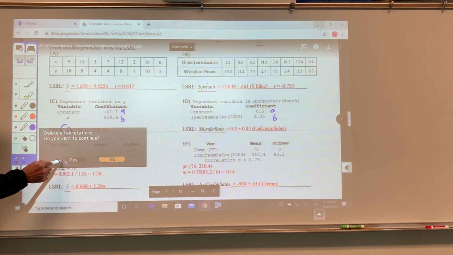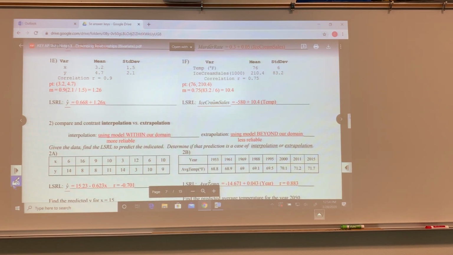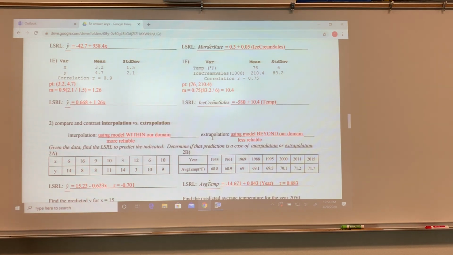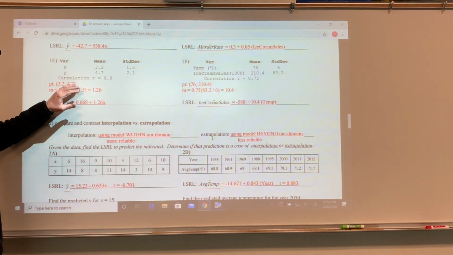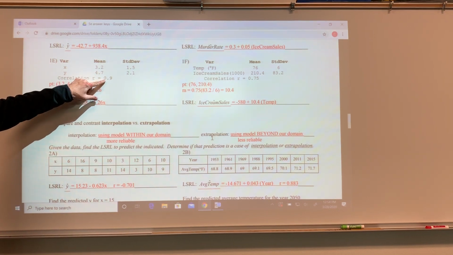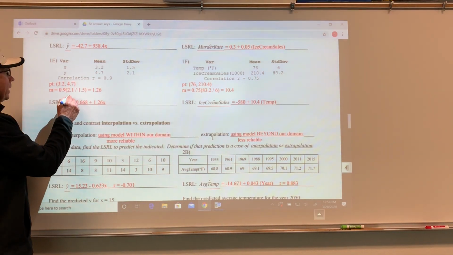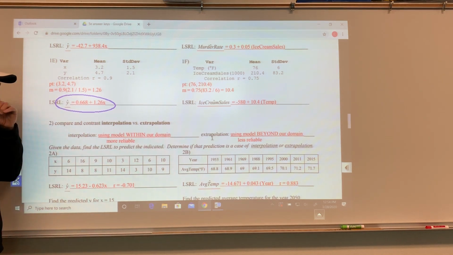The next ones have some calculations involved in E and F. So for E and F, they give you the average of the x's and the average of the y's, and they give you the correlation and also the standard deviations. And we're trying to find this particular line, okay? And this takes a little bit of work, okay?